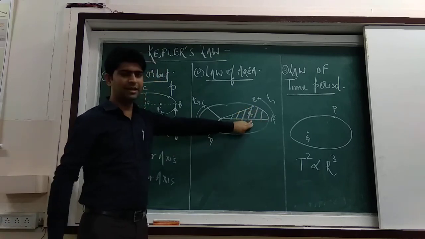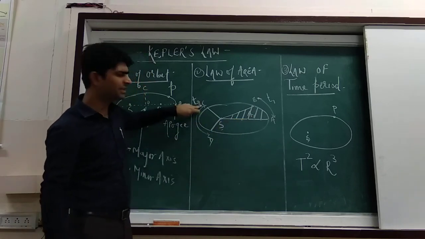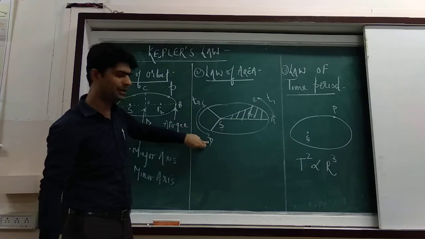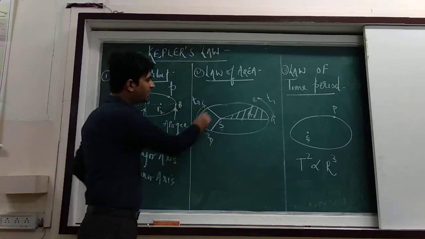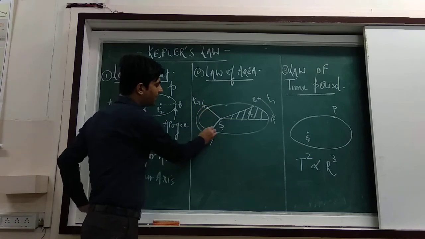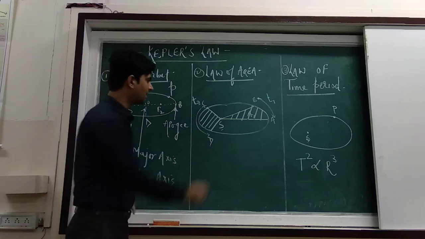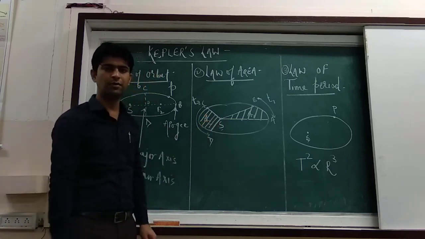ASB forms the area A1. At a certain instant, this planet has reached point C, and from point C to point D it takes time t2. So if I join this point C and point D again, another region is formed, and let me consider this region with area A2.